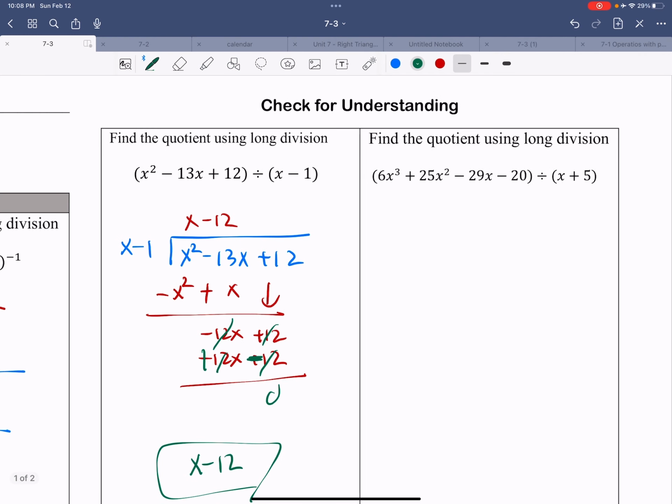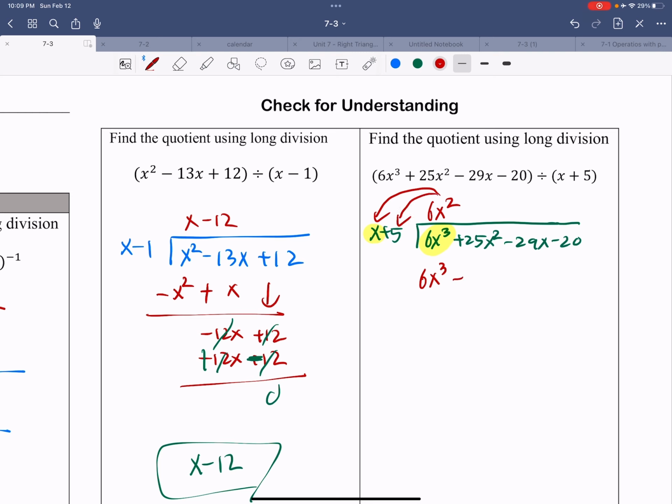Just watch this one. x plus 5 divide by 6x to the third power plus 25x squared minus 29x minus 20. So simple. How can I make x into 6x to the third power? What should I multiply? 6x squared, because 6x squared times x is 6x to the third power. 6x squared times 5 is plus 30x squared.